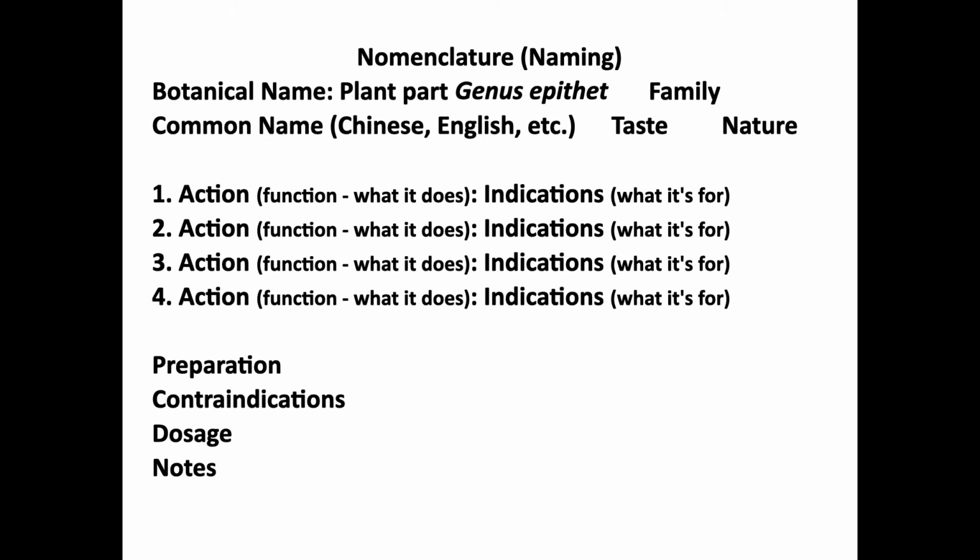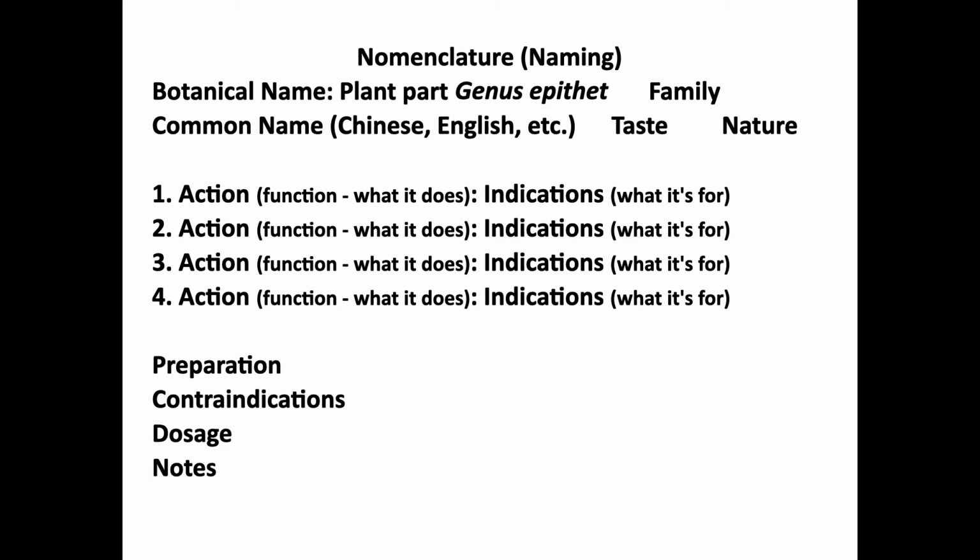Now, an action is also called a function, which is what it does, and an indication is what it's for. So these will be listed in your herb notes, and this is what you should memorize. And then preparation. How do you prepare it? Do you use the essential oil? Is it a tea? Do you use it topically? Contraindications, and again, this is important. When do you not use it?